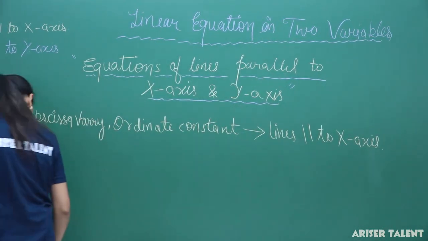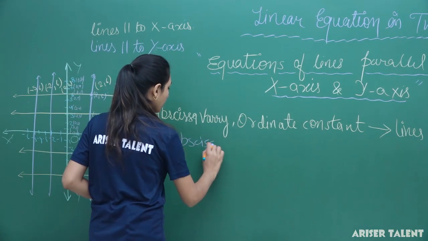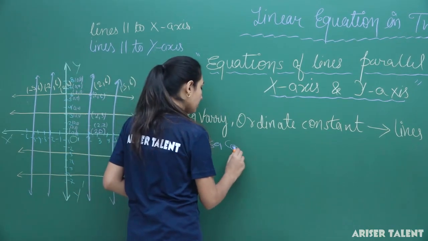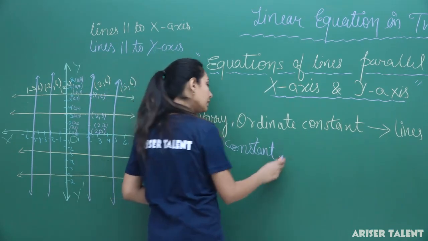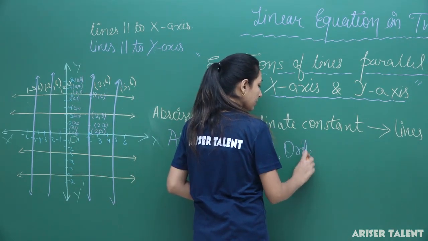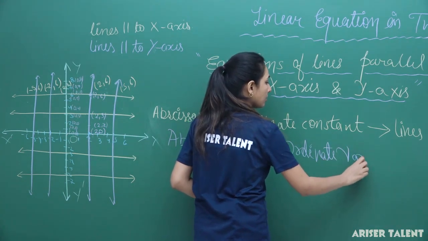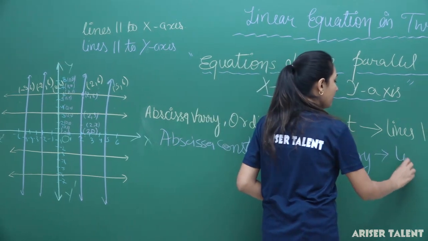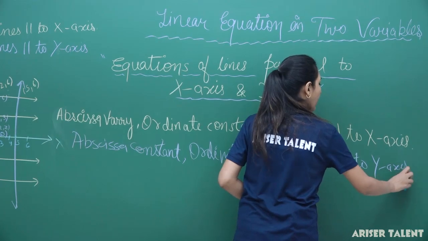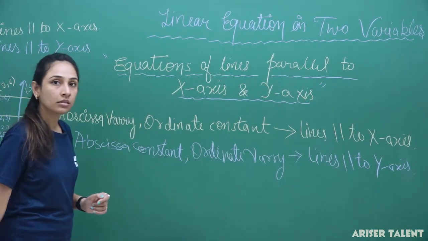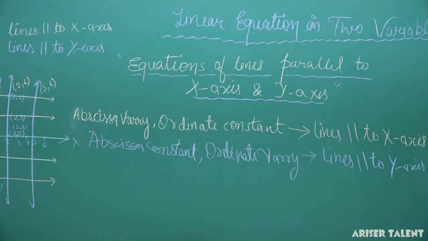Okay. And if I talk about abscissa constant and ordinate varies, that means those will be lines parallel to y axis. Okay. Now note this, students, so that we can move forward.